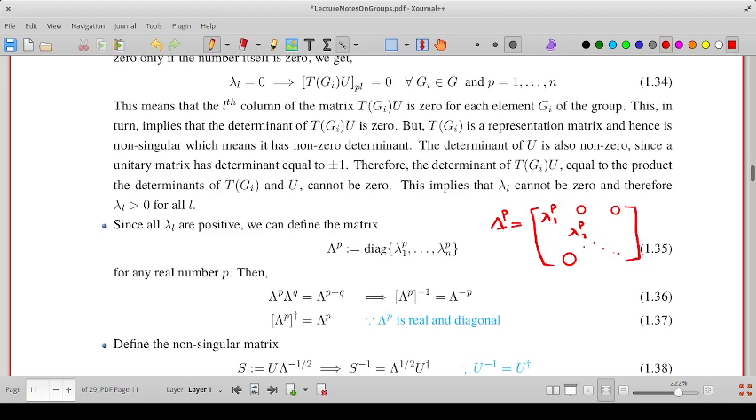Remember, if one of these lambdas were 0, then we have to avoid taking p to be negative. Because if I take p to be some negative number, for example p equal to minus 2, and lambda 1 is 0, then lambda 1 to the power p would be 0 to the power minus 2, so 1 by 0, which is infinity, and therefore this matrix will not be properly defined.